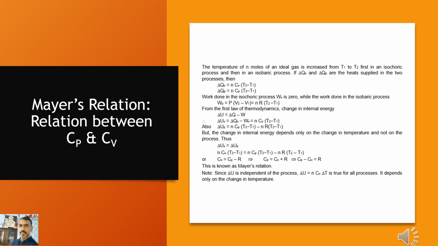For an ideal gas, we have a simple relation, Cp minus Cv is equal to R, where Cp and Cv are molar specific heat capacities of an ideal gas at constant pressure and volume respectively, and R is the universal gas constant. This relation is known as Mayer's relation and can easily be established as represented.